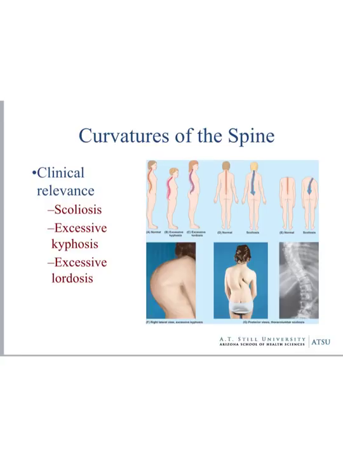Now, these curvatures can be pathological if they are excessive. Notice with an excessive kyphosis, there can be a hump in the thoracic region, or in the case of an excessive lordotic curve or an excessive lordosis, there is a swayback. You also can have additional curves in other planes, such as a scoliotic curve.